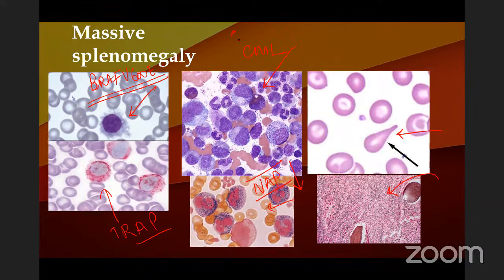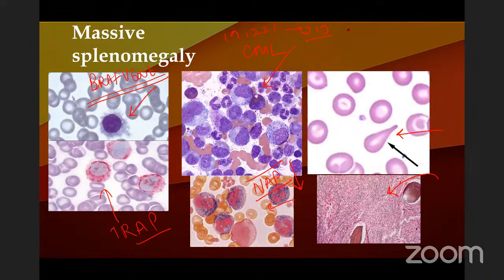And in CML, the translocation is t(9;22), and the transcript most commonly is p210. Can the p190 transcript occur in CML? Yes, it can occur, but it is usually aggressive. It has a higher tyrosine kinase activity. Majority of the time, the p190 transcript occurs in ALL. So this is called Ph positive ALL.